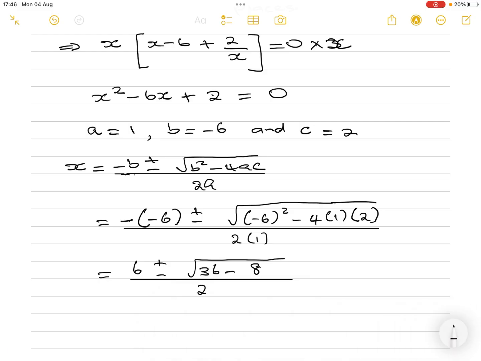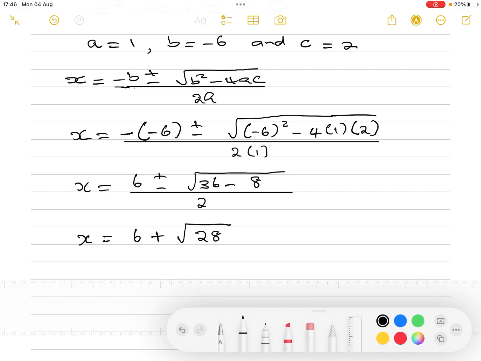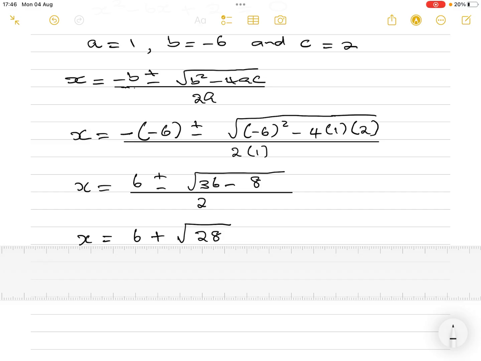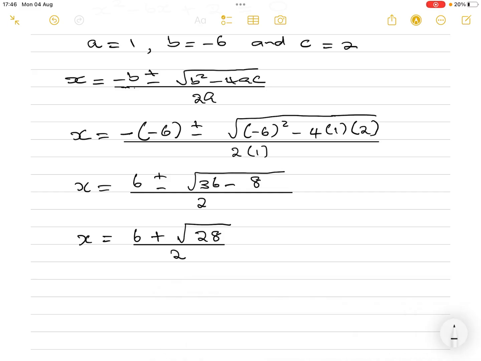Divide by 2. Okay. Then from here, if you take a closer look, we have plus and minus, meaning the first value will take plus. So here, 36 minus 8 is equal to 28. Okay. 28 over 2, or x is equal to 6 minus square root of 28 over 2. So now this is what you have.